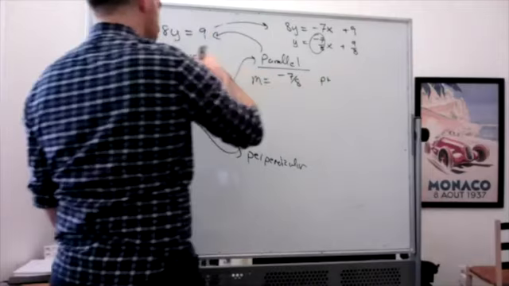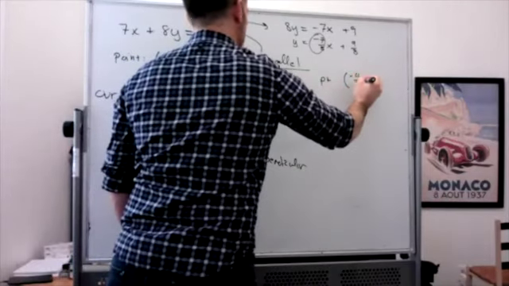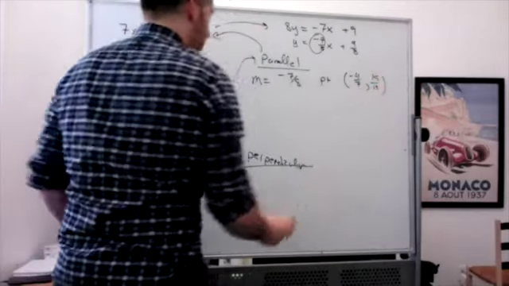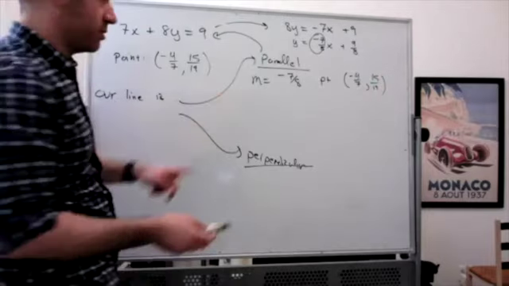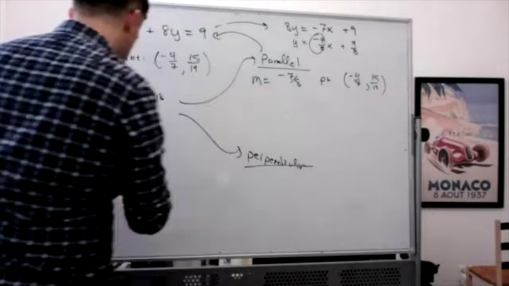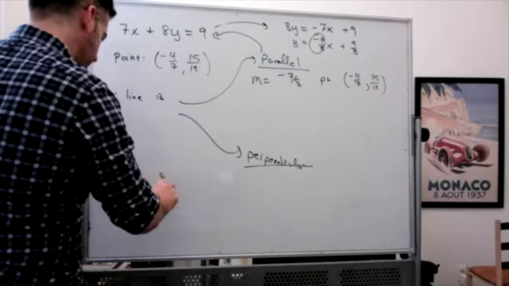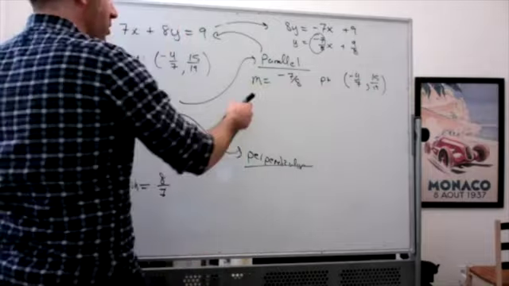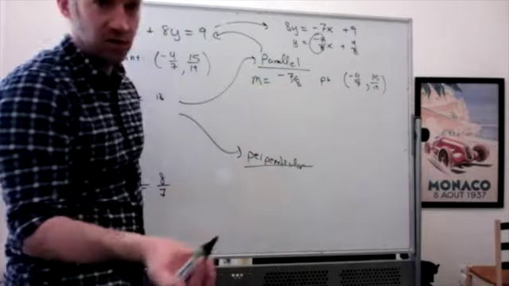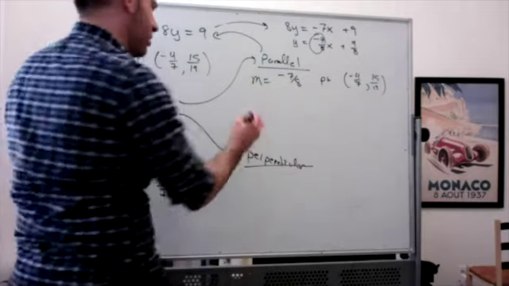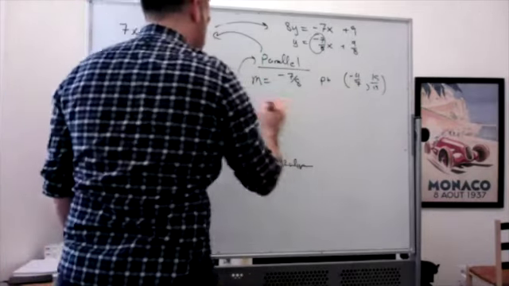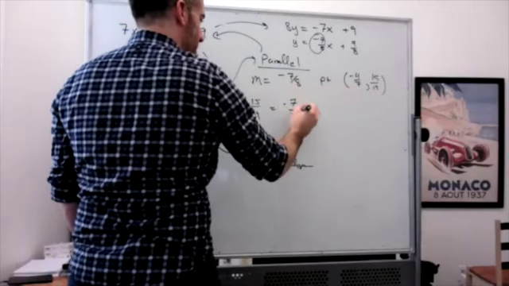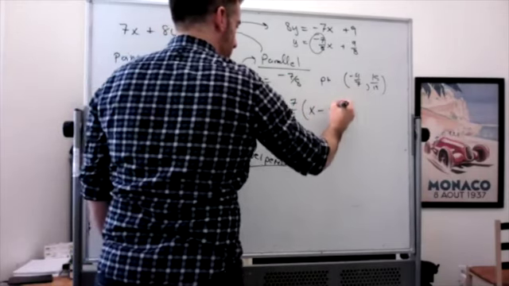And the point is this gnarly looking point here, negative 4 7ths, comma 15 19ths. For the perpendicular line, the slope is the opposite reciprocal. So instead of being negative 7/8, it's going to be positive 8 7ths. But the point's still the same point. To find the equation of this line, I'm going to use the point slope form: y minus the y coordinate is equal to the slope times x minus the x coordinate.